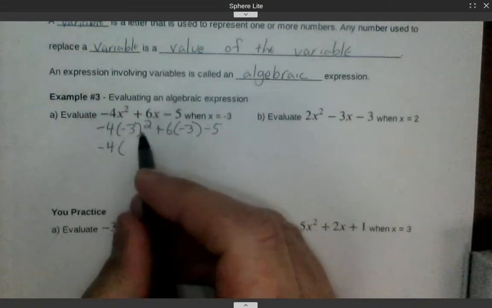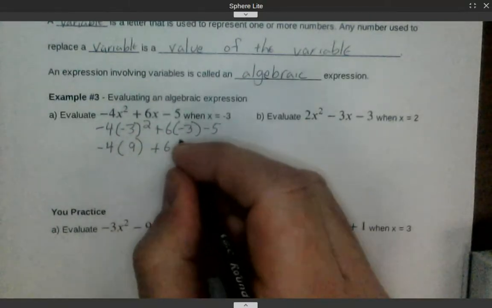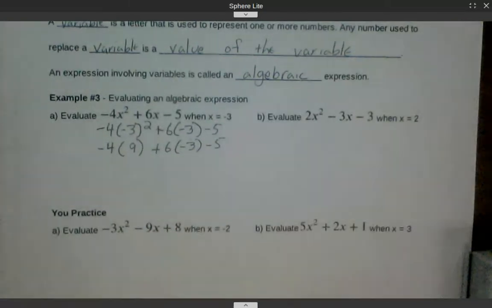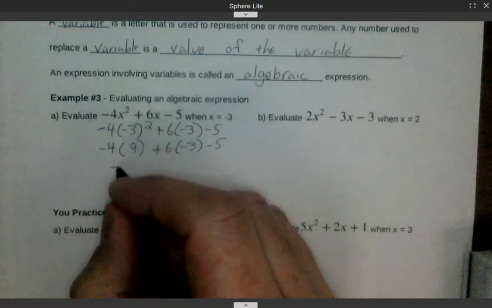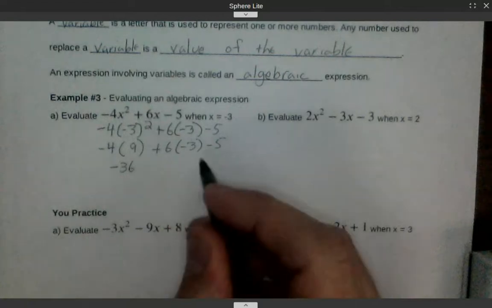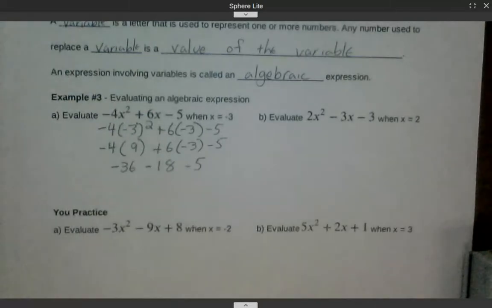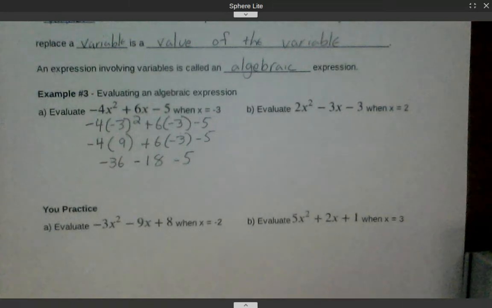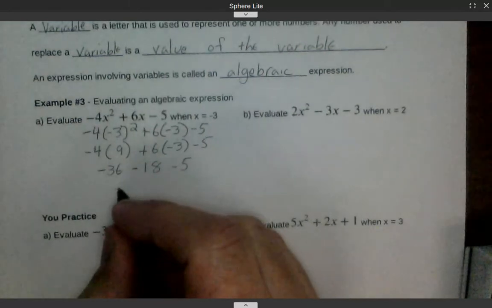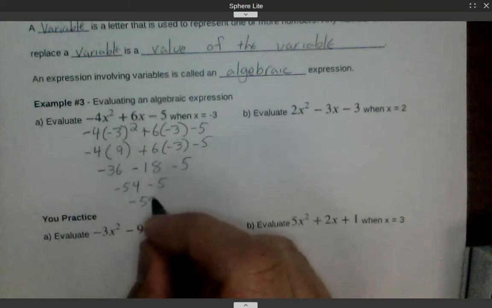So negative 3 times negative 3 is 9. I don't have any exponents over here, so I can't do that. Next, I'm going to do multiplication. So negative 4 times 9 is negative 36. 6 times negative 3 is negative 18, minus 5. Now I'm going to work from left to right. So negative 36 minus 18 gives me negative 54, minus 5, which is negative 59.